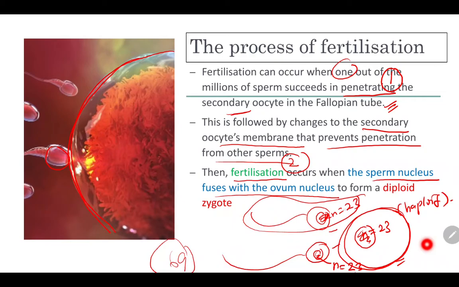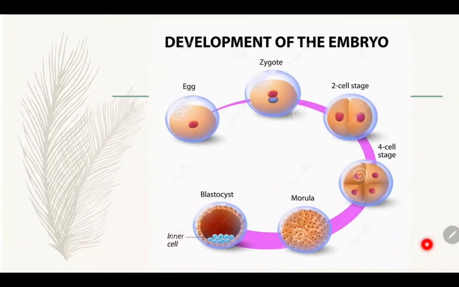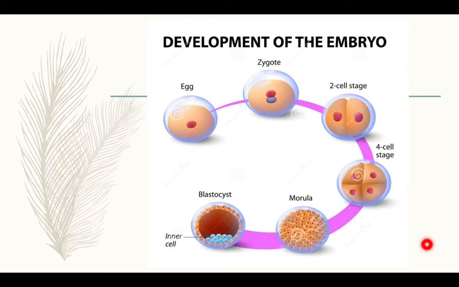So one sperm carries 23 chromosomes. When it is fertilized with the secondary oocyte, it would produce a diploid zygote with 46 chromosomes. So you are a human being. Okay then, what happened to the diploid zygote? Okay, as you can see here, this is the diploid zygote. This diagram shows that the zygote would become a 2 cell stage. After that, it would become a 4 cell stage, morula and blastocyst.